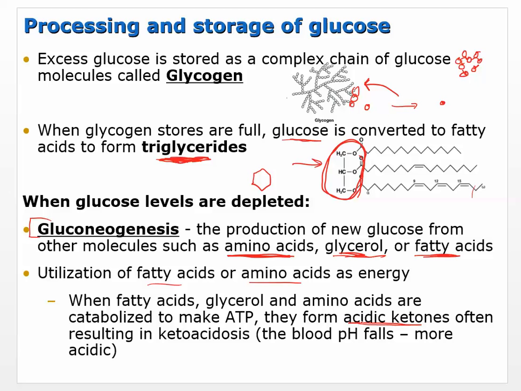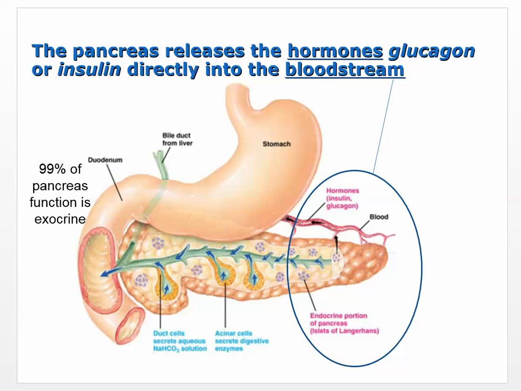So when these are used as an energy source, when they're broken down to either make ATP or when they're broken down to make new glucose, they can form these acidic ketones. And that can happen in a diabetic, and I suppose it can happen to anyone, but it's common in type 1 diabetics. This is ketoacidosis. Because these ketones are acidic, the blood pH falls, and then you have acidosis, which comes from the production of those ketones.